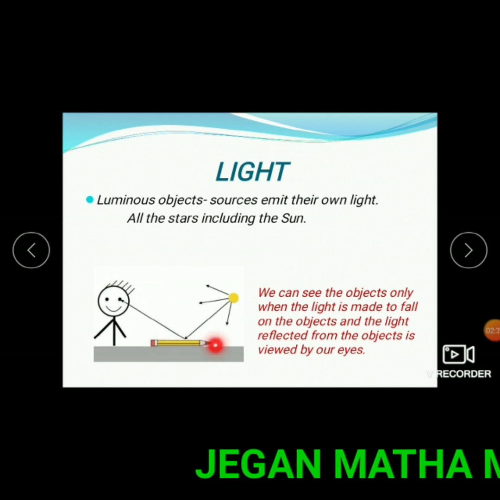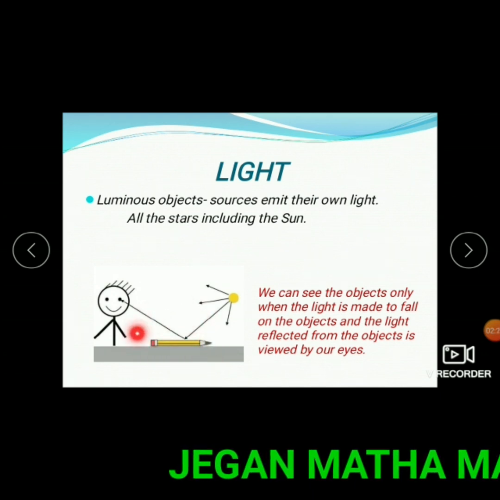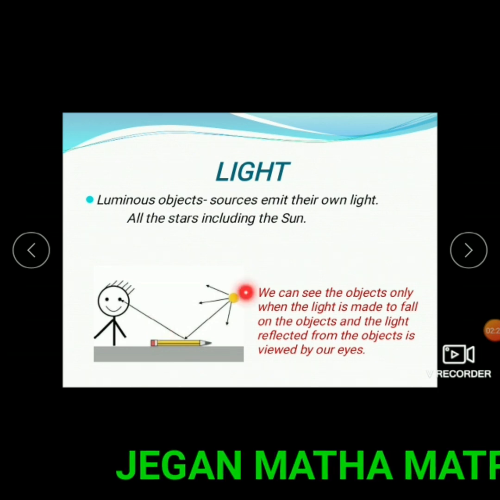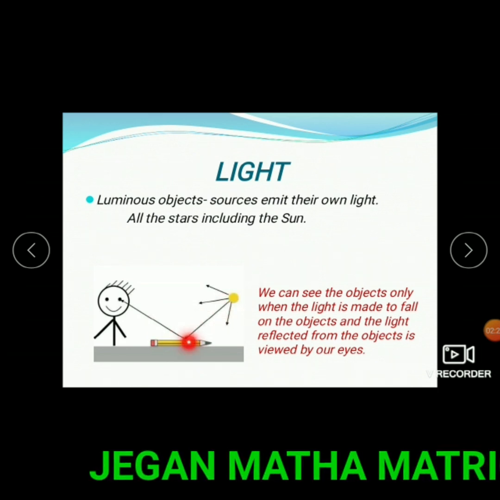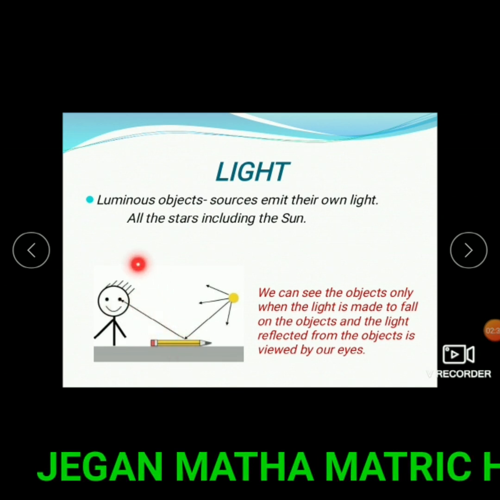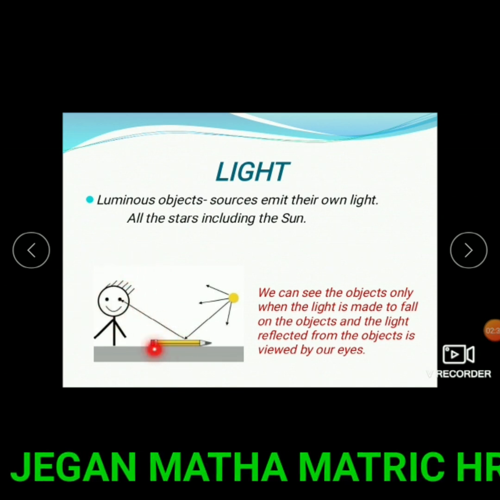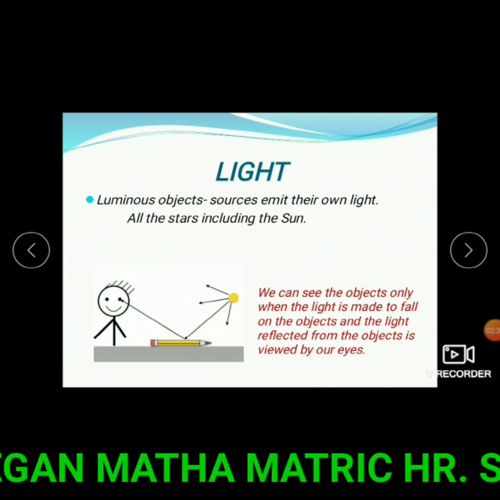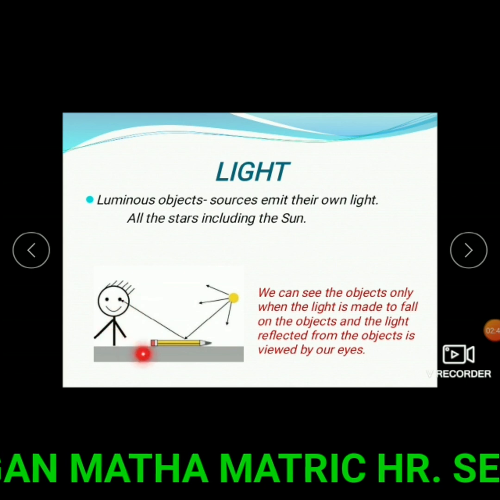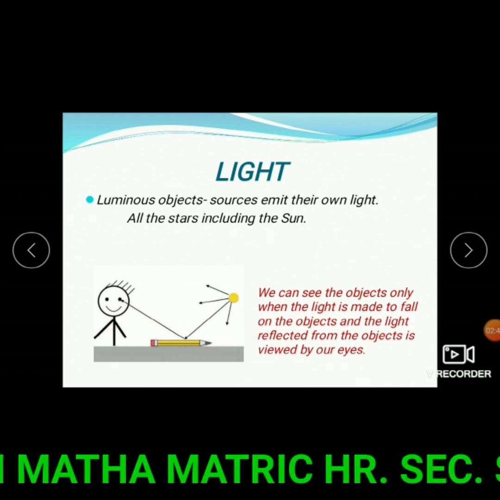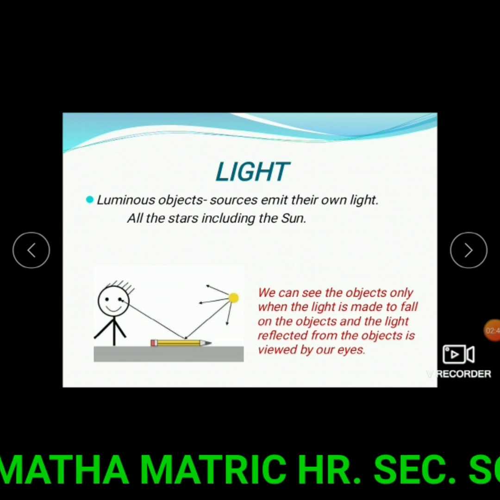So here the object is pencil. We can see the pencil only when the light is made to fall on this pencil and the light reflected from the pencil is viewed by our eyes. So then only we are able to see the pencil. So with the help of light only we are able to see the objects. Without light we cannot see any objects.